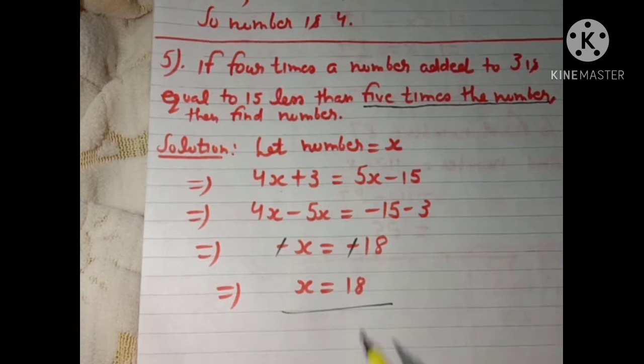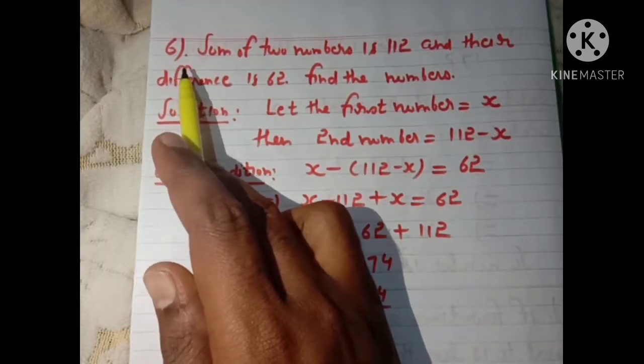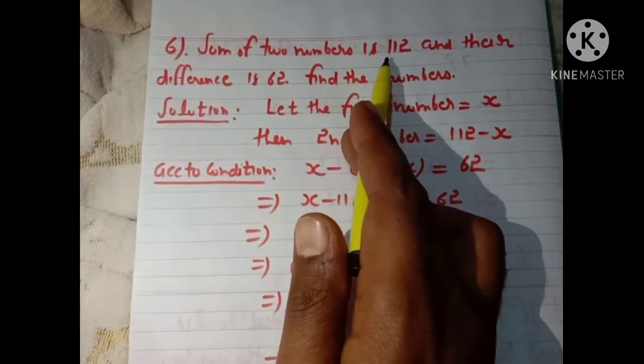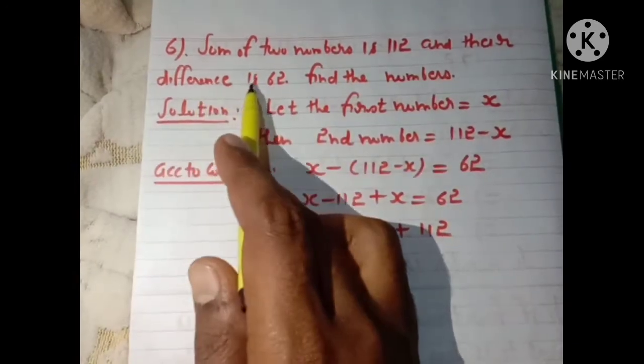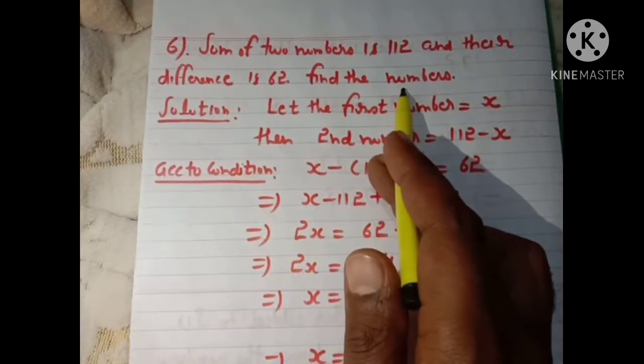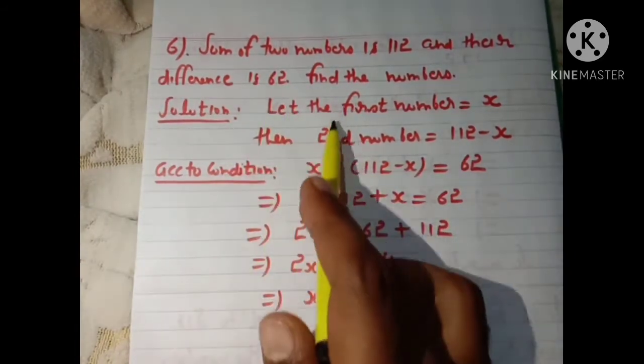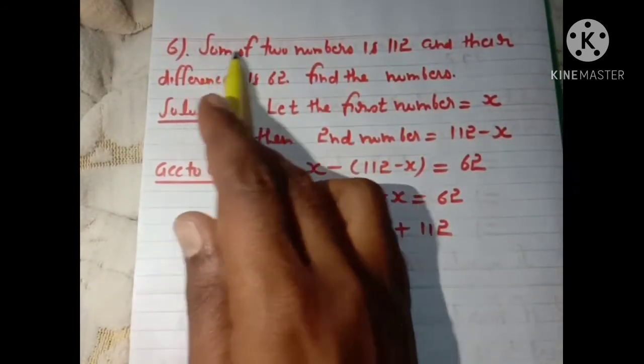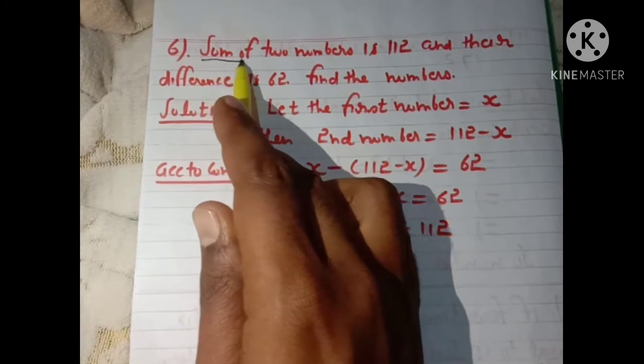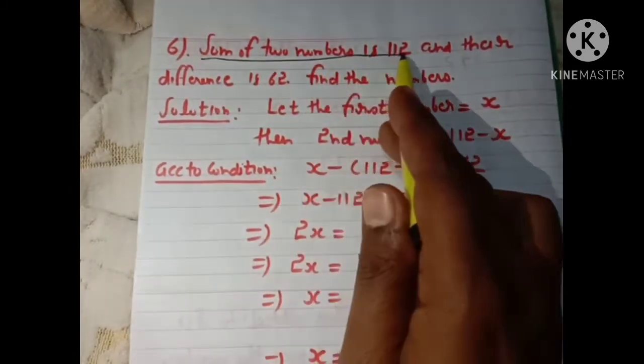So this is the solution. So okay, now you can see the sixth sum. This sum is: the sum of two numbers is 112 and their difference is 62. So find the numbers. In this case, first of all we have to suppose the two numbers with the help of this condition, that is, the sum of two numbers is 112.